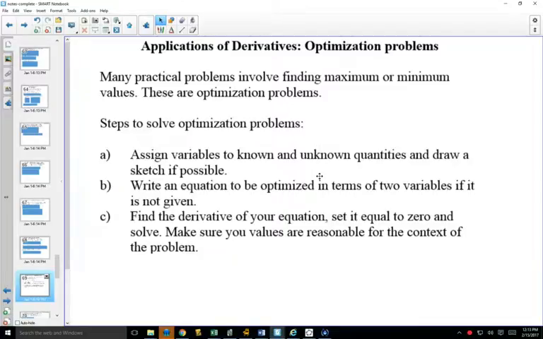So what's going to happen? We're going to draw a diagram and look at our sketch and try to make an equation with whatever we want to optimize. So for that area question, you're going to want to make an equation that's area equals. And then you want to make sure that you're using only one variable. We find the derivative of whatever we want to find the maximum or minimum of, and then look at the values you get. Make sure that they're reasonable in the context of your problem.